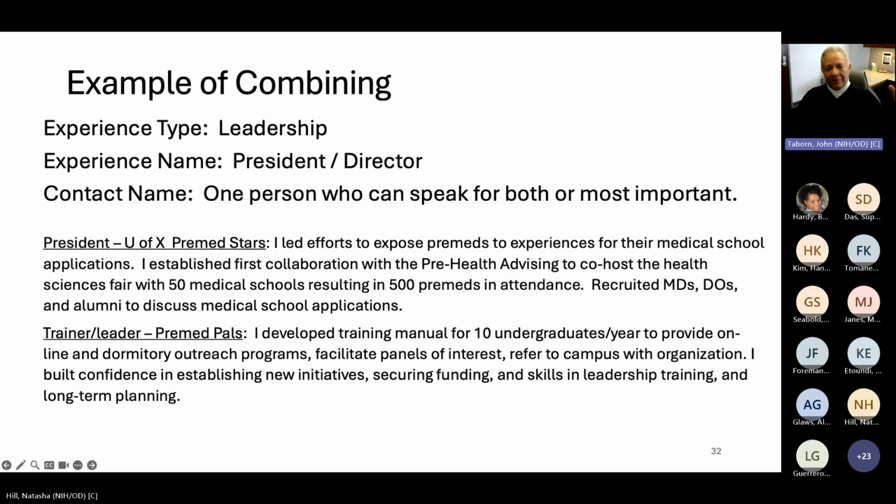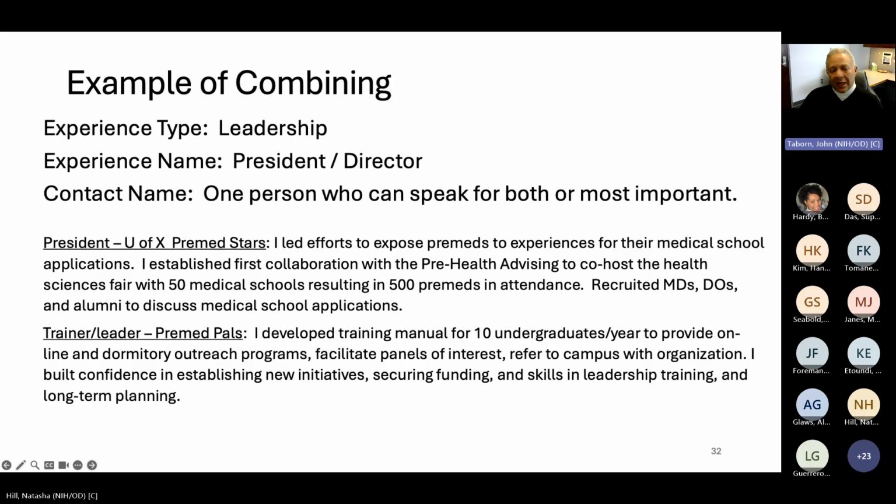In the write-up part of the 700 characters, the first one, you could write president, University of X Pre-Med Stars, and then what you did. I led efforts to expose pre-meds to this. I established the first collaboration, recruiting MDs, DOs, and alumni to discuss medical school applications. And the next one, you go to trainer leader. I developed a training manual for 10 undergraduates a year to provide online dormitory outreach programs, facilitate channels of interest, and refer to campus organizations. I built confidence establishing new initiatives, securing funding, and gaining skills in leadership training and long-term planning.